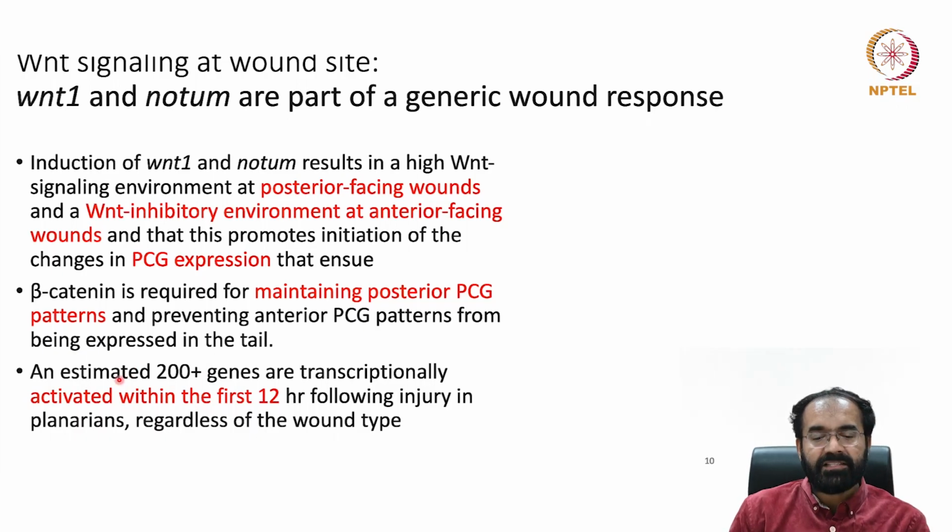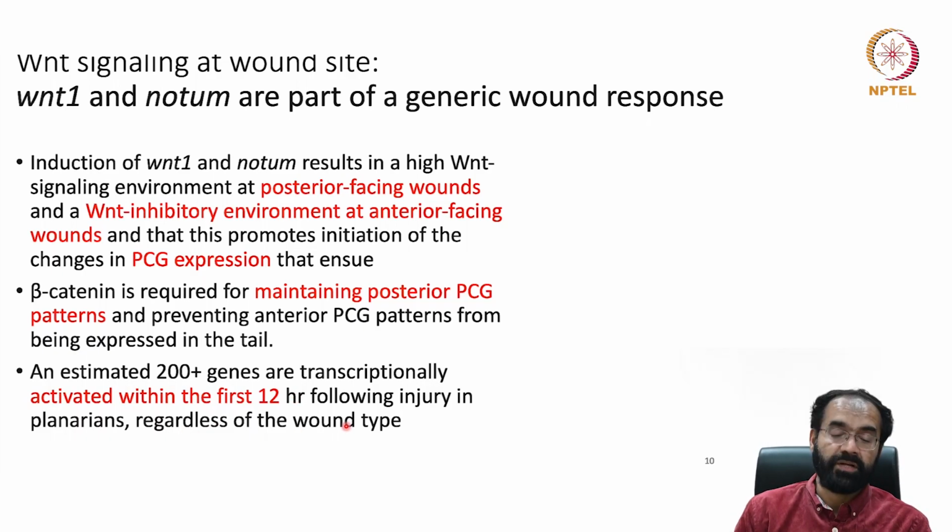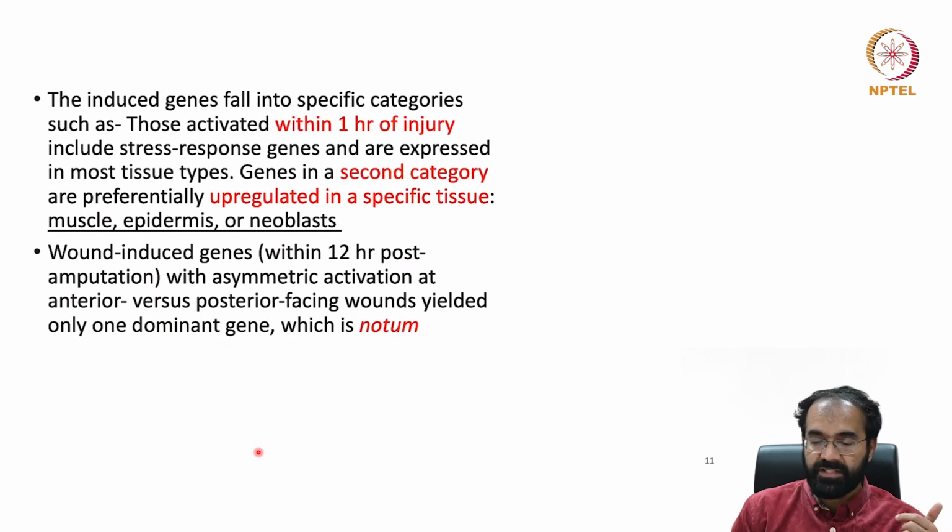An estimated 200 plus genes are transcriptionally activated within the first 12 hours following injury in planarians, regardless of the wound type. It doesn't matter what kind of wound you gave. Soon after injury, around 200 or more genes are turned on. That shows how important the position control genes are.